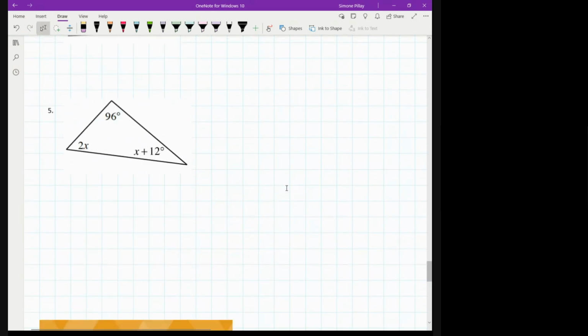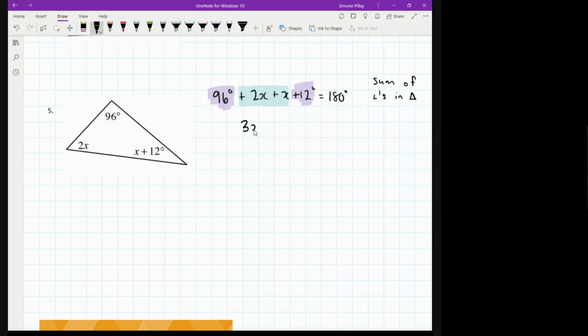I do think it's this last one. So let's go. So what I'm gonna say is 96 plus 2x plus x plus 12 is equal to 180, using the sum of angles in a triangle. Good job. I was waiting for you to write down everything, ma'am. Sorry. Yes. Go. So I'm gonna write 3x is equal to 96 plus 12, which is equal to 180.